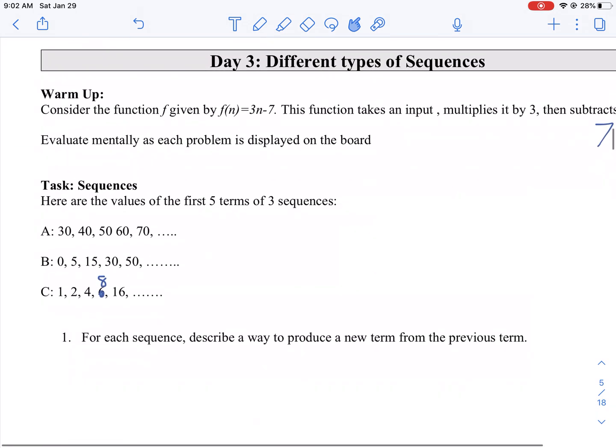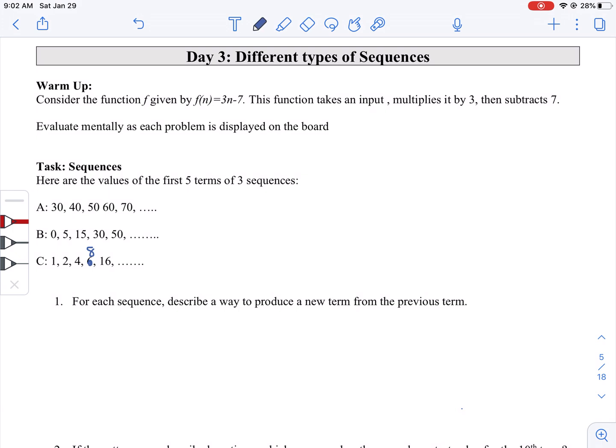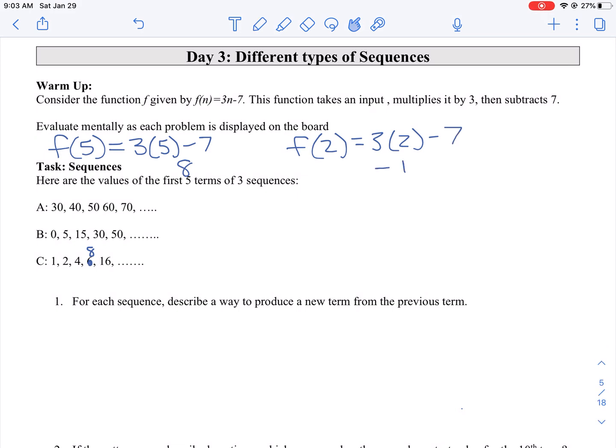Today we're starting with a warm-up here, and if you weren't in class, we were doing things like I put numbers on the board, for example, like f of 5. So how do you evaluate f of 5? Well, that's 3 times 5 minus 7. So 15 minus 7 is 8. And if I did f of 2, that's plugging in 2, so that's 3 times 2 minus 7. 6 minus 7 is negative 1.